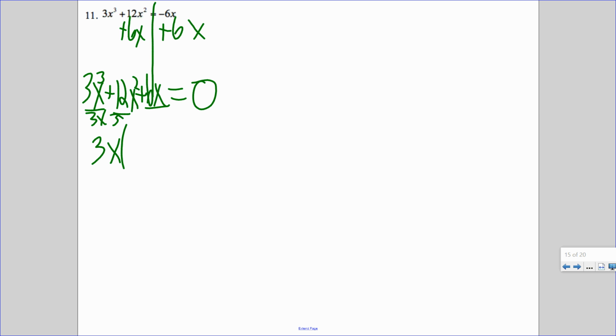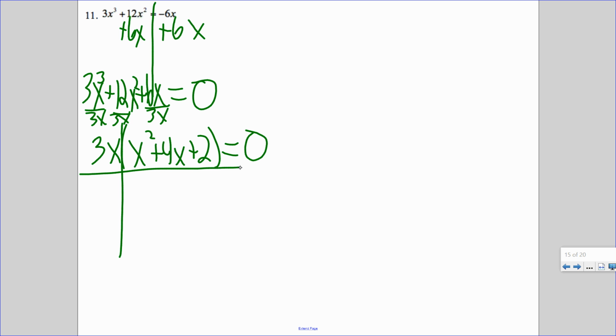So I divide each of them by 3x. I get x squared plus 4x plus 2 equals 0. Can I factor further? Well, are there two numbers that multiply to 2 and add to 4? No. So I set each factor equal to 0.